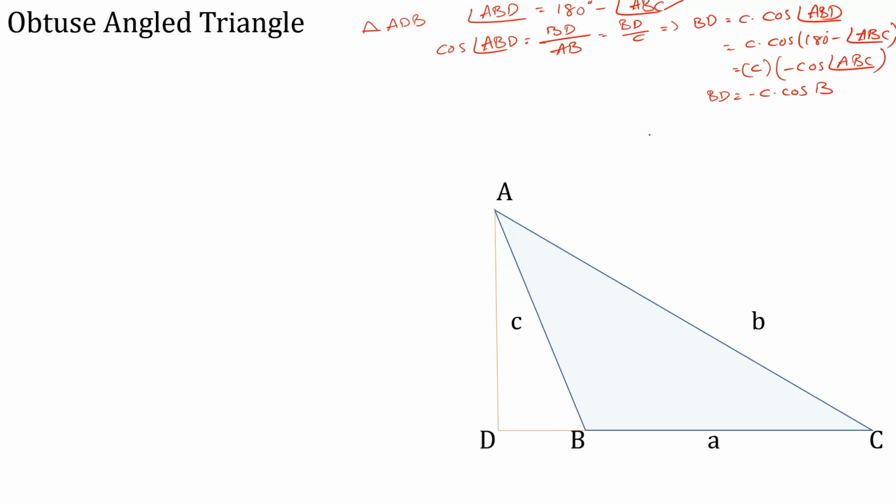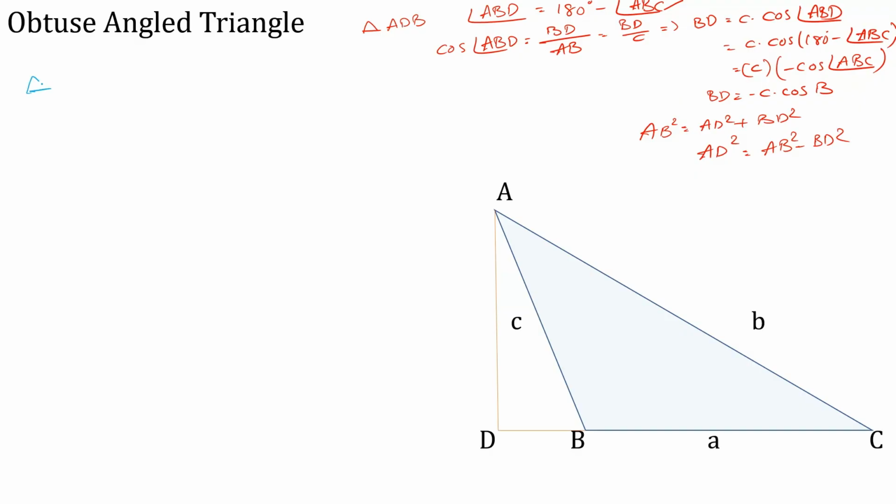Now in the same triangle, if we apply the Pythagoras theorem, AB square is equal to AD square plus BD square. On rearranging, we can write that AD square is equal to AB square minus BD square.